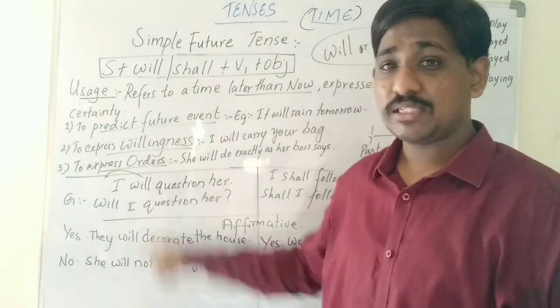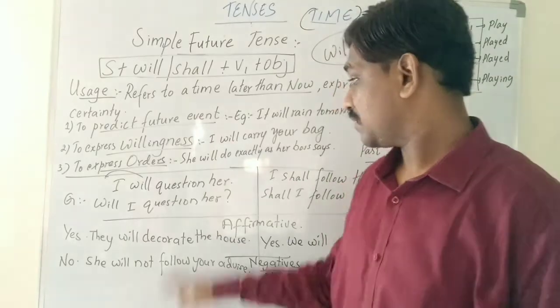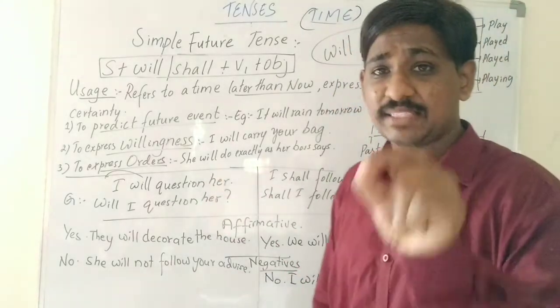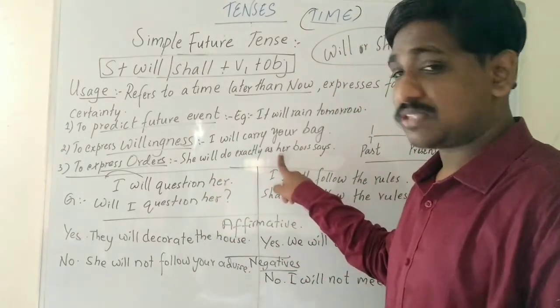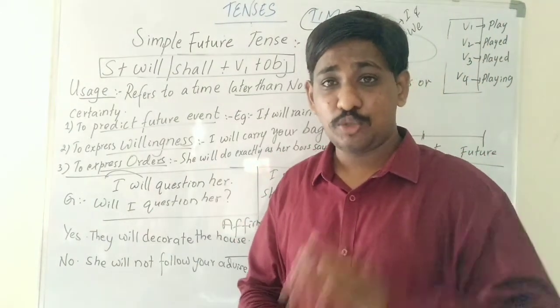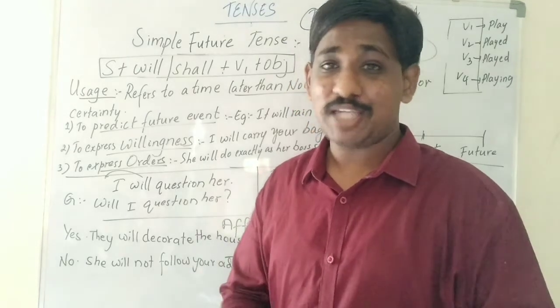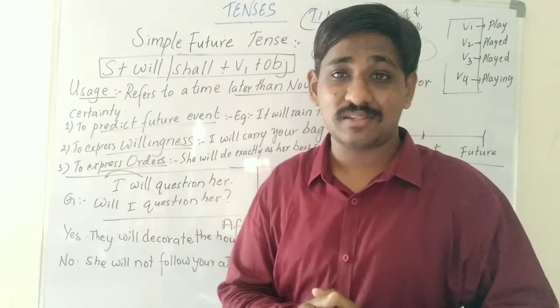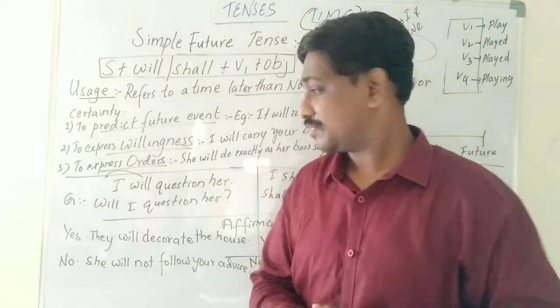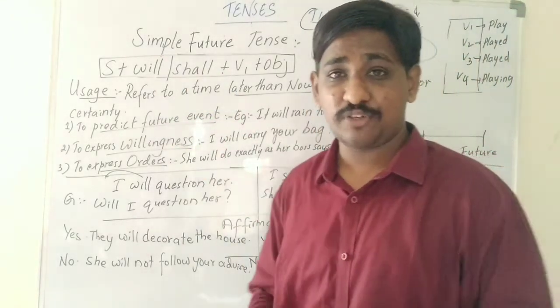The third way is to express orders or commands. Example, she will do exactly as her boss says. She will do exactly. You will do this, which means you have to do it. You have to follow not the suggestions but the orders or the commands of your superiors. So these are the usages of simple future tense.